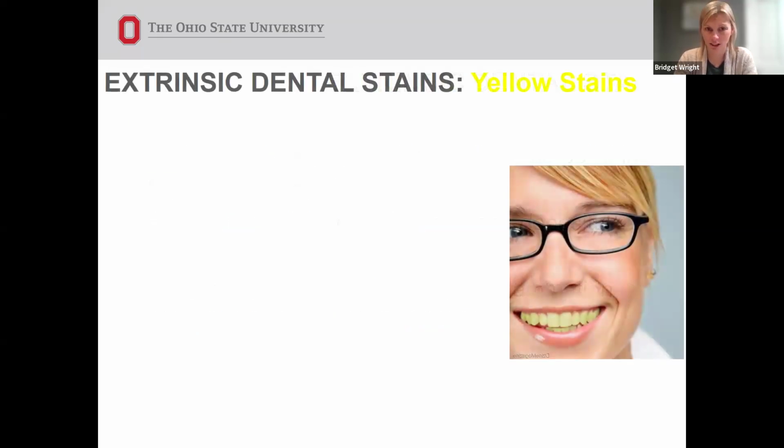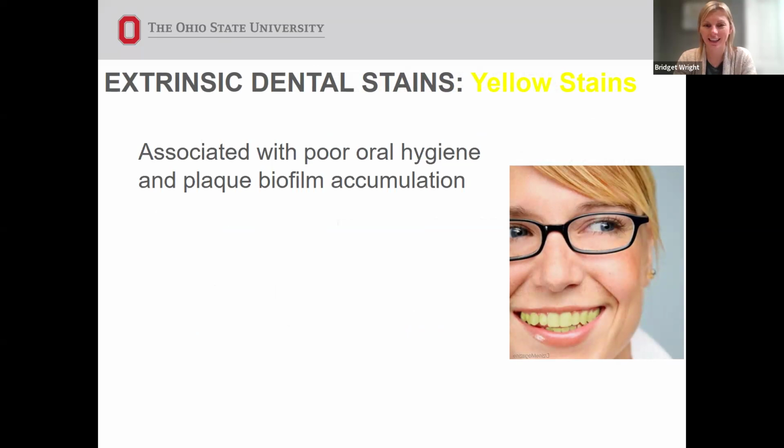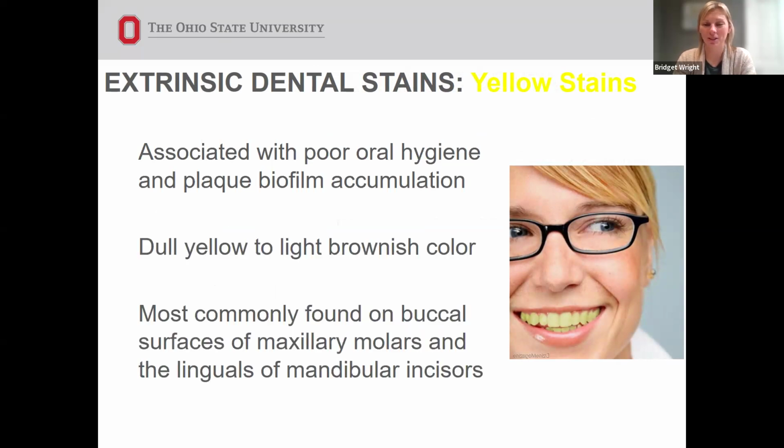So, various types of extrinsic stains. We're going to start with yellow stains, and surely this picture has been doctored because I have never seen anybody with yellow teeth quite that bright before, but I guess there's always a first time for everything. Yellow stains in particular are associated with poor oral hygiene and plaque accumulation. Typically they're yellow to light brown, and they're most commonly found on the buccal surfaces of your maxillary molars and the linguals of your mandibular incisors, where those salivary glands are constantly spitting onto the teeth all of the time.